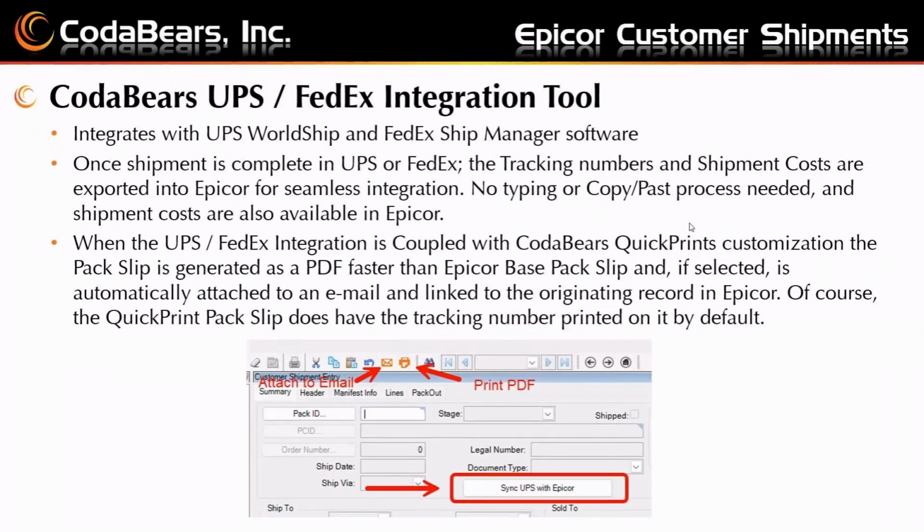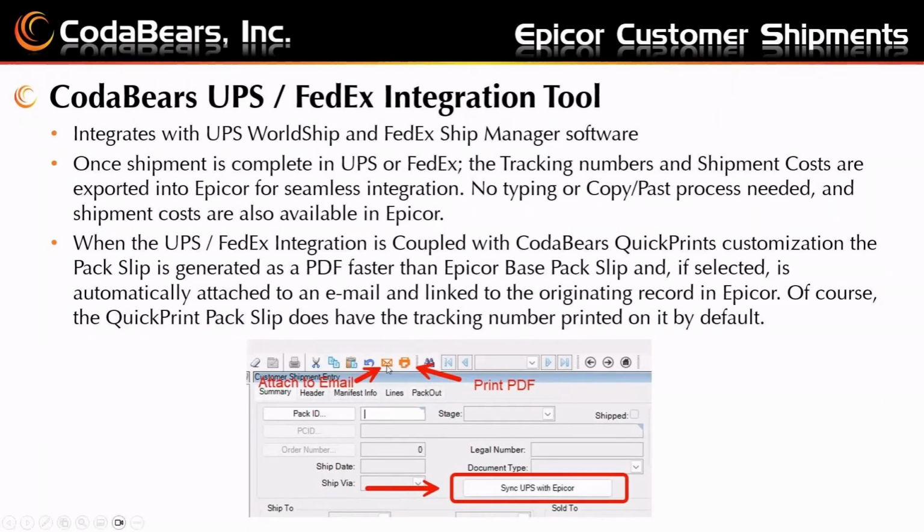To further this tool, we have a product called Quick Print here at CodaBears. So if you have both of these in conjunction, once you have the tracking number synced, you can just press this button here to print it straight to a PDF. This will print in about 1 second, faster than a base Epicor report. The report, which is customized for you, will have on it a tracking number, of course.